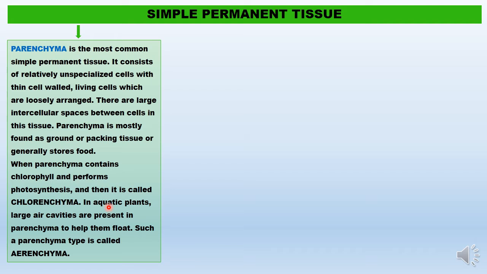And to do that, some cells from in between the parenchyma tissue get dissolved, and that space which is left behind is filled with air. That air provides a lot of buoyancy, and so aquatic plants are able to float. And this kind of tissue is known as aerenchyma tissue. So let us see how a simple parenchyma tissue looks like.